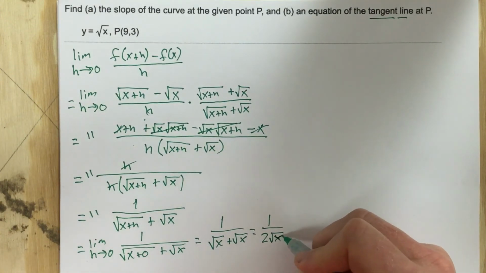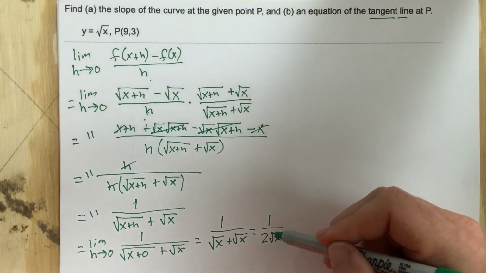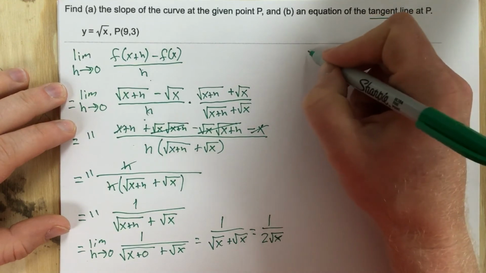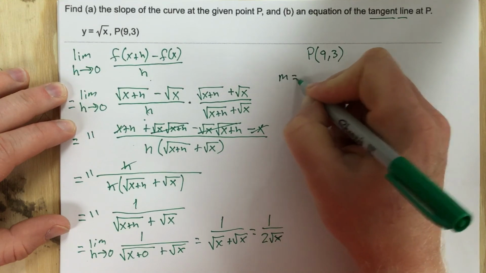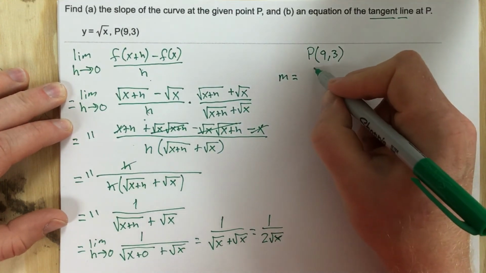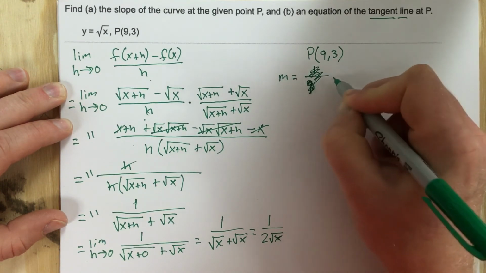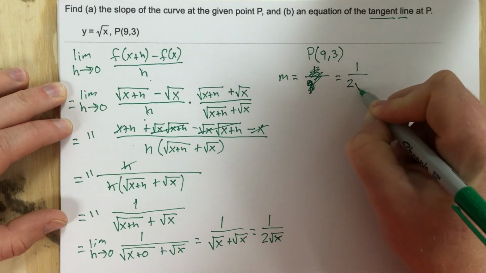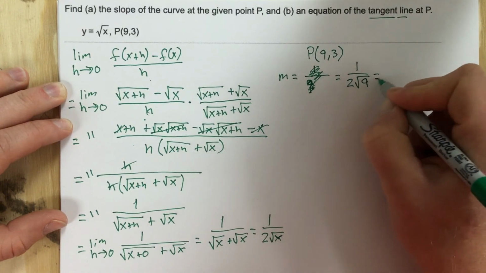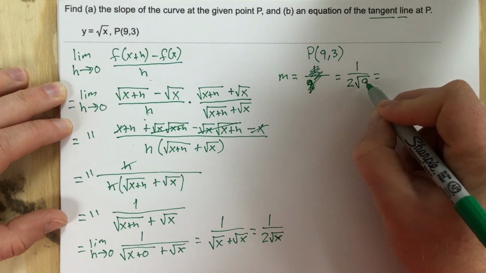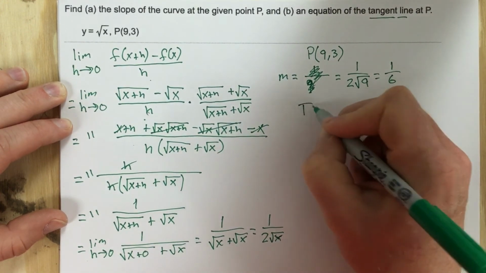All right, that worked out. H is gone, which was our problem, right? Because we couldn't plug in 0 right away. And we're left with this expression for our slope. So now we're going to say that at the point 9, 3, we're going to find the slope. And to find the slope, we say 1 over 2 root, and we're going to plug in for x, our x value, which is 9. Root of 9 is 3, so we get 3 times 2, which is 6, so this is 1/6 for a slope.